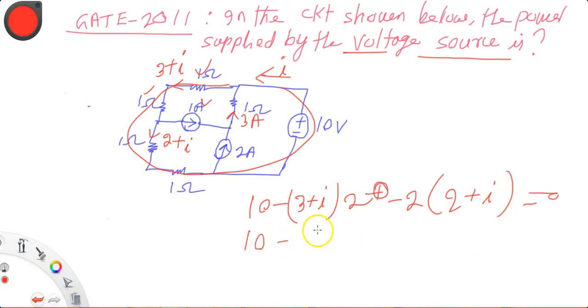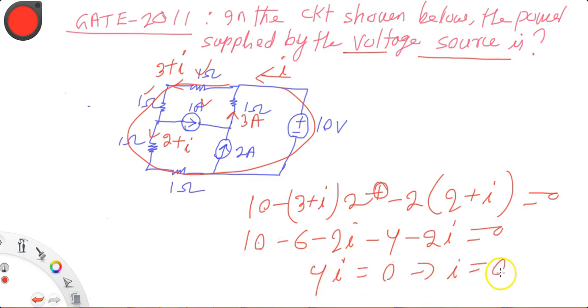So 10 minus 6 minus 2I minus 4 minus 2I equal to 0. So 4I equal to 0, which implies I equal to 0. That means power delivered is 0 into 10, that is 0 watt.